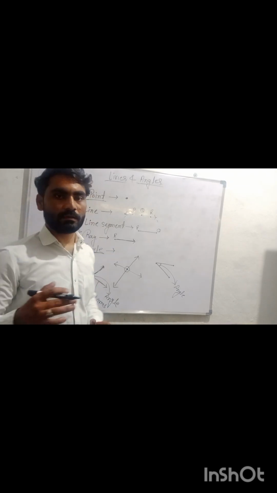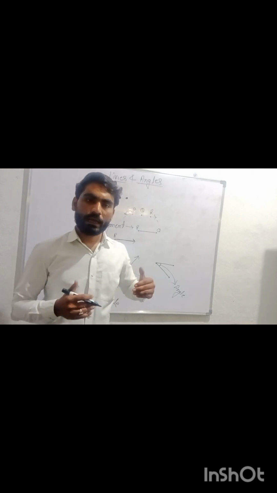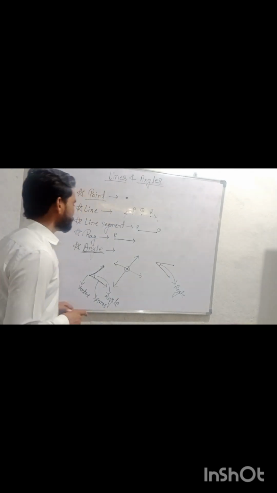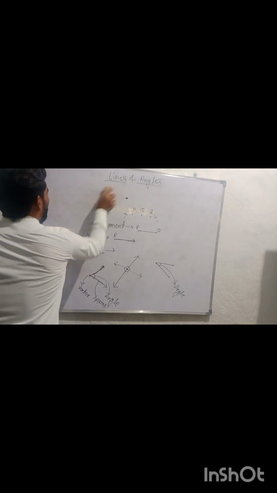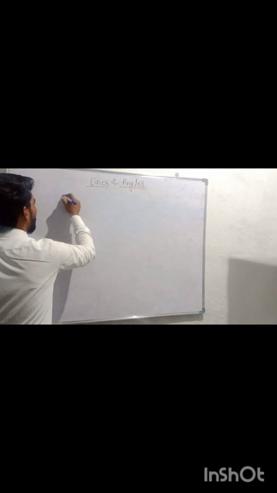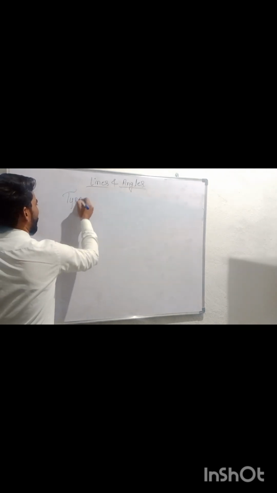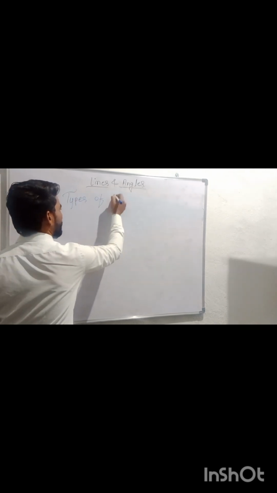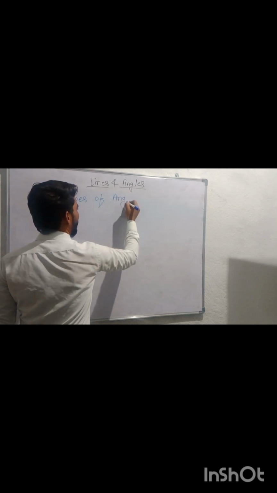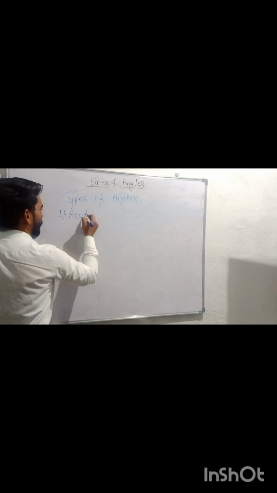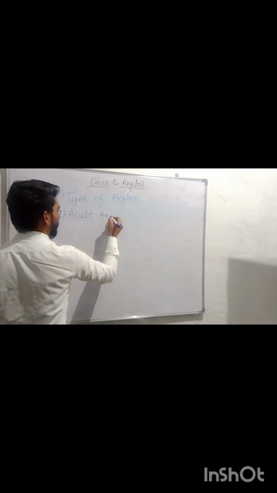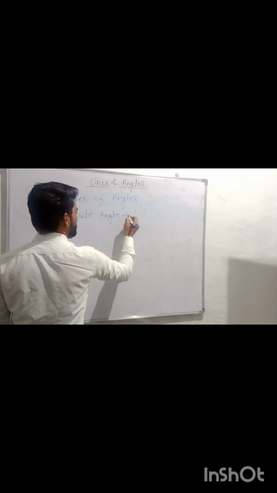Next, we are moving on to types of angles. Types of angles. First one is acute angle.